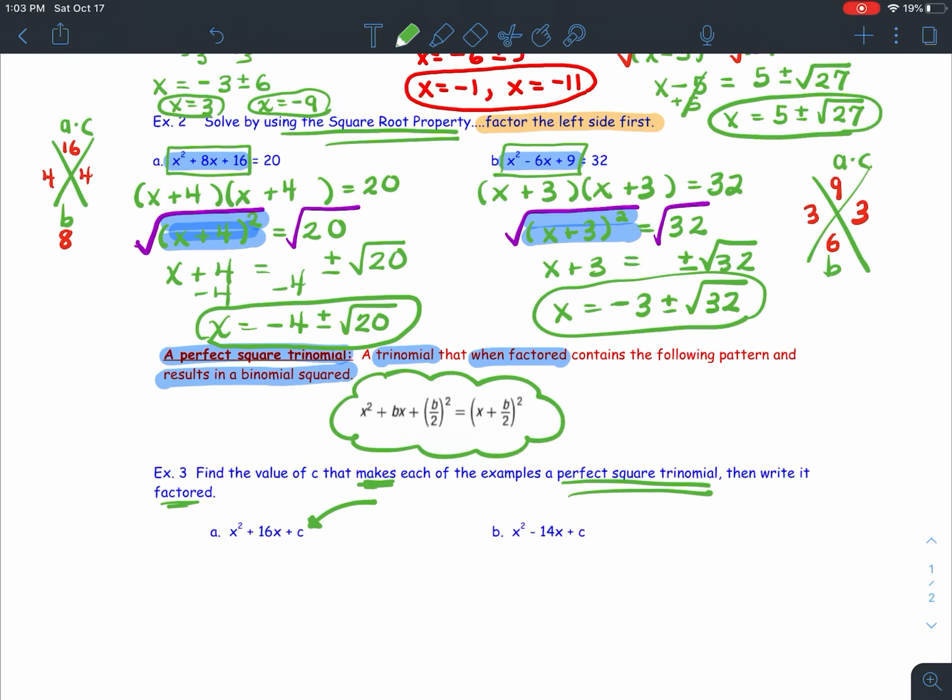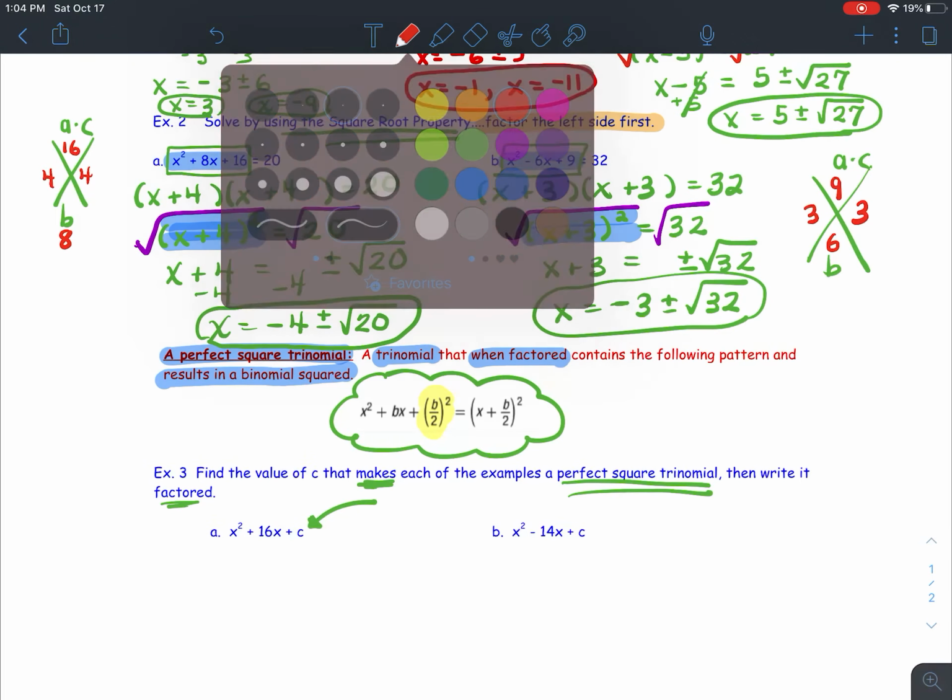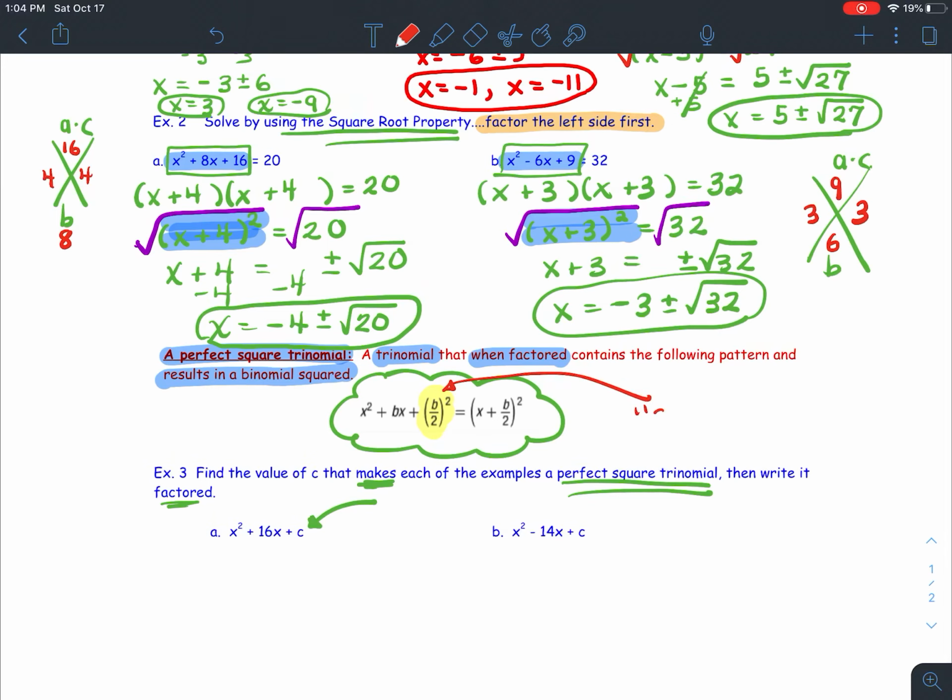Now, you'll notice up here, I have what the formula or shortcut is for how perfect square trinomials would look factored. I'm going to have you label this, that this represents the C value. The C value in all perfect square trinomials is always whatever your B value was, divided by 2, and then squared. Okay? Anytime that is your C value, you are looking at a perfect square trinomial.